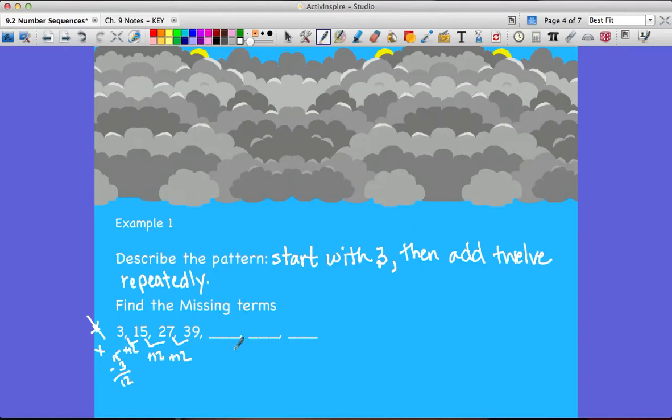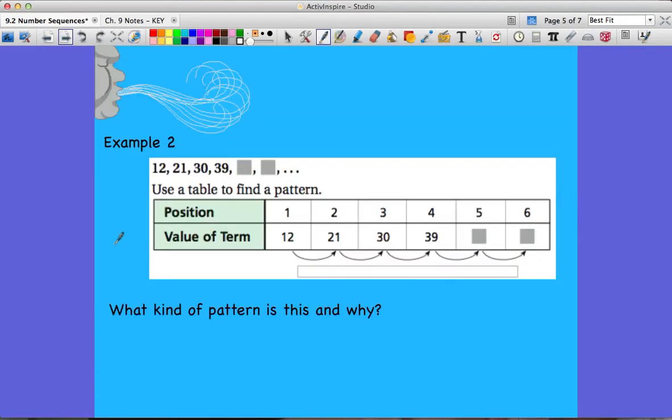So now we have to find the missing terms. So we have to take 39, and since the pattern is to add 12, we are going to add 12, and we get 51. And if we add 12 to that, we get 63. If we add 12 to that, we get 75.